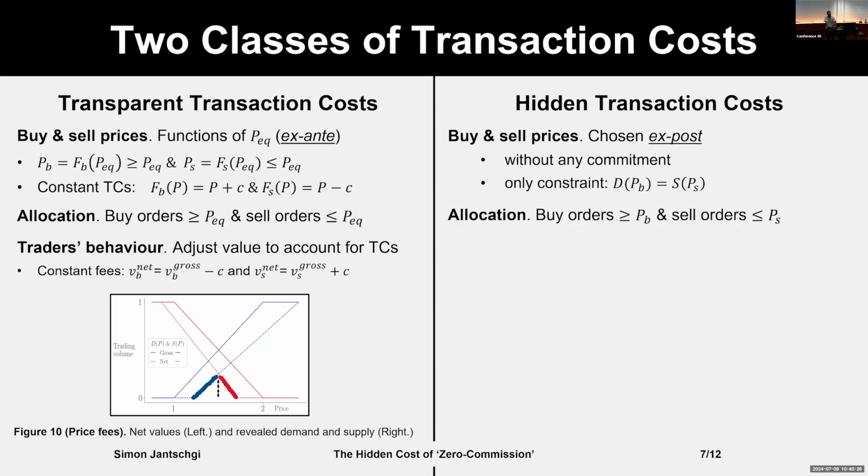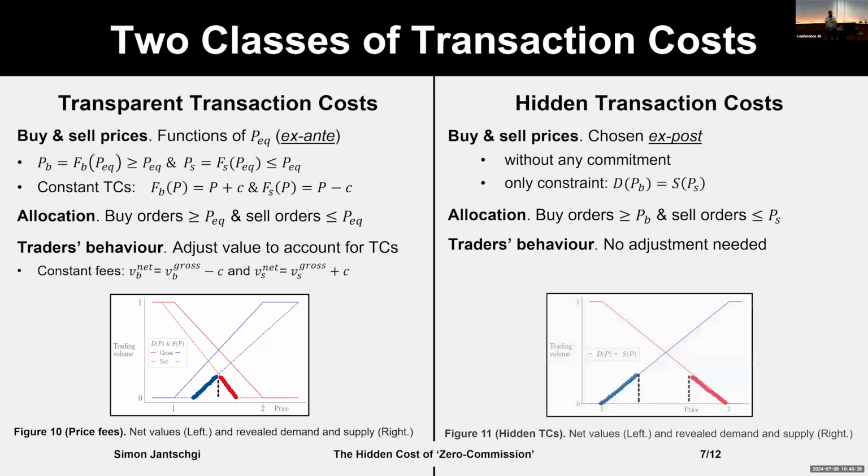You're going to execute all buy orders above the buy price and all sell orders below the sell price. And for this, because you don't need a trader net value adjustment, what you're going to see is that the solid revealed demand and supply is not the true demand and supply. You're going to choose the buy price and the sell price, or equivalently the spread, and you're going to basically execute all trades as mentioned before. So this is the model that I'm going to be talking about.